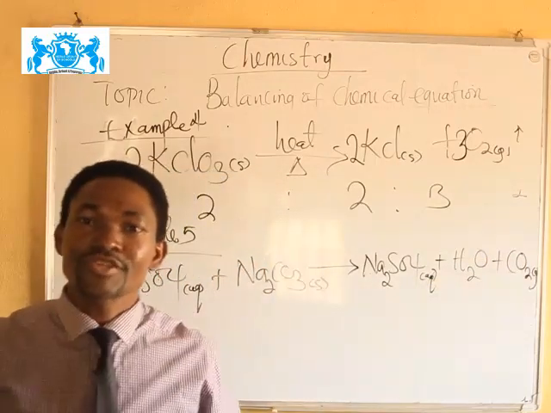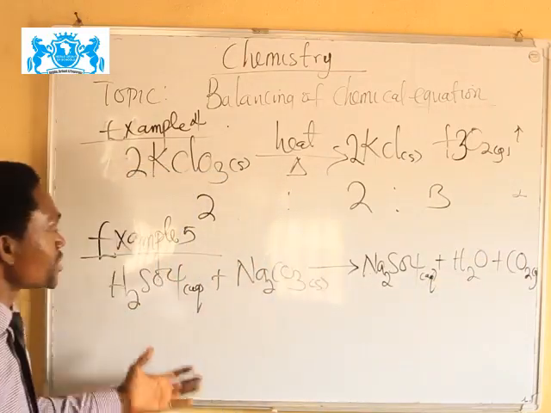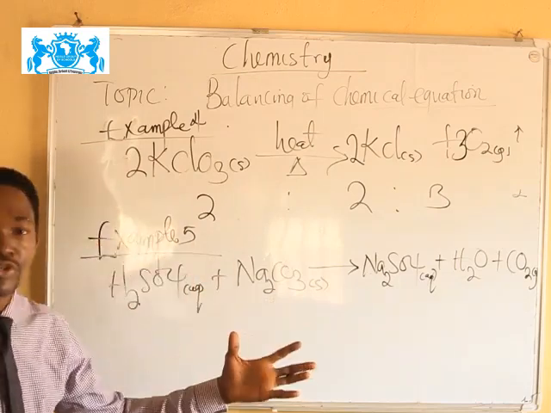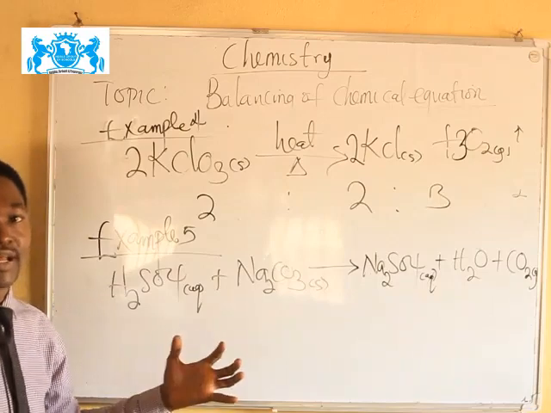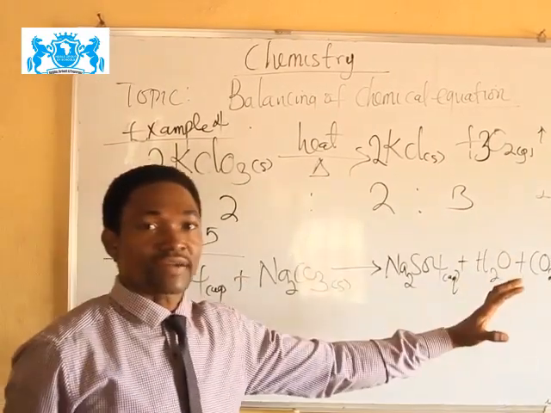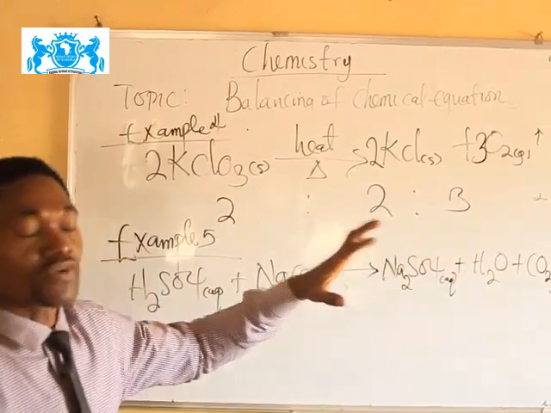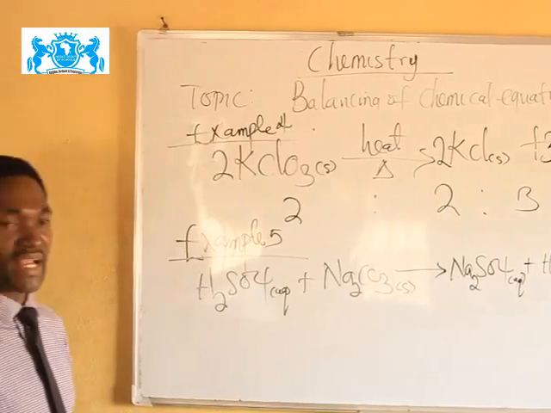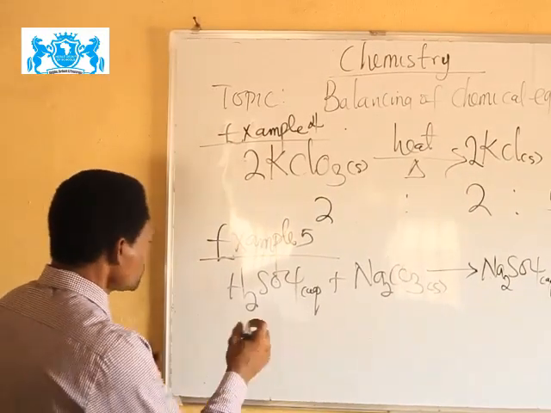So you can see it is not in all cases that you need to balance. You just watch out first whether the equation given to you is balanced, even when they tell you to balance the equation. Once the total number of atoms on the reactant side balances with what you have on the product side, you need not do anything. The equation is balanced.